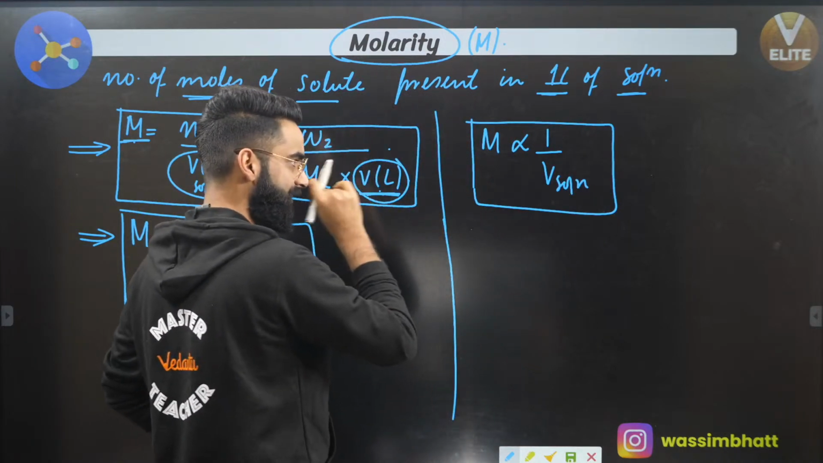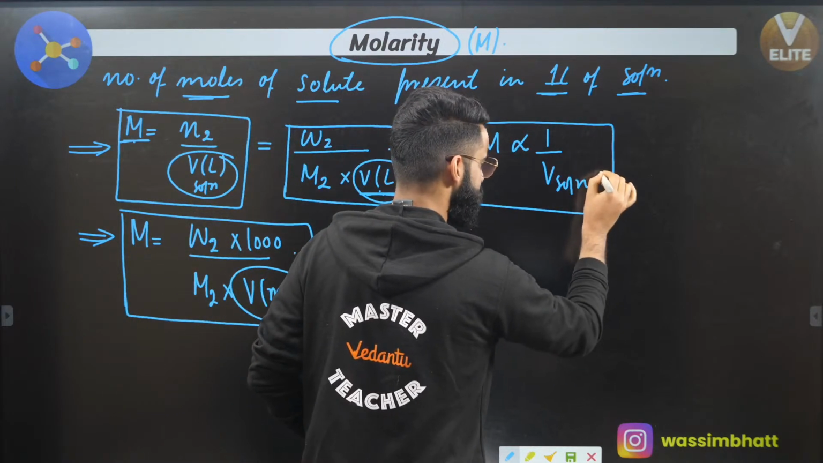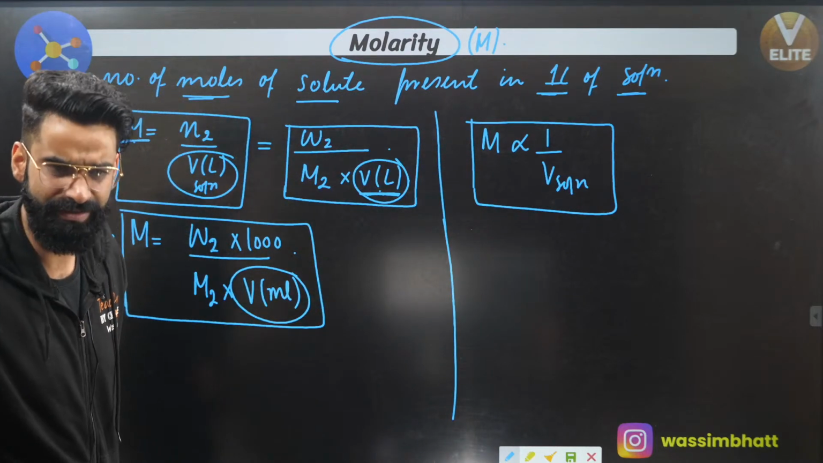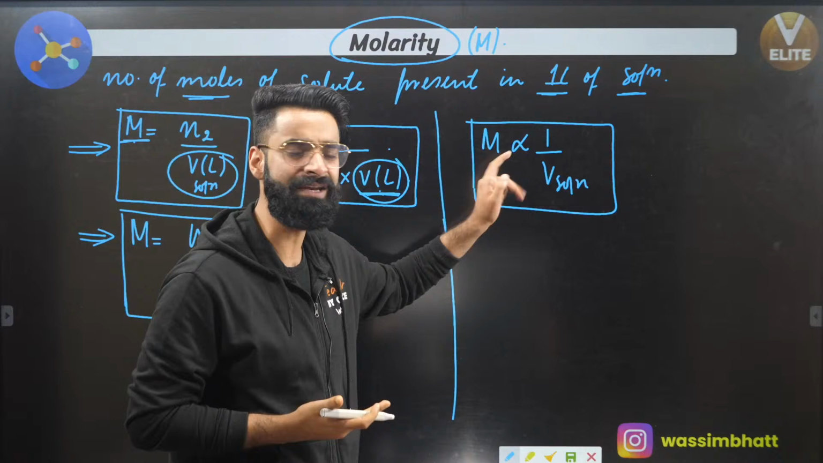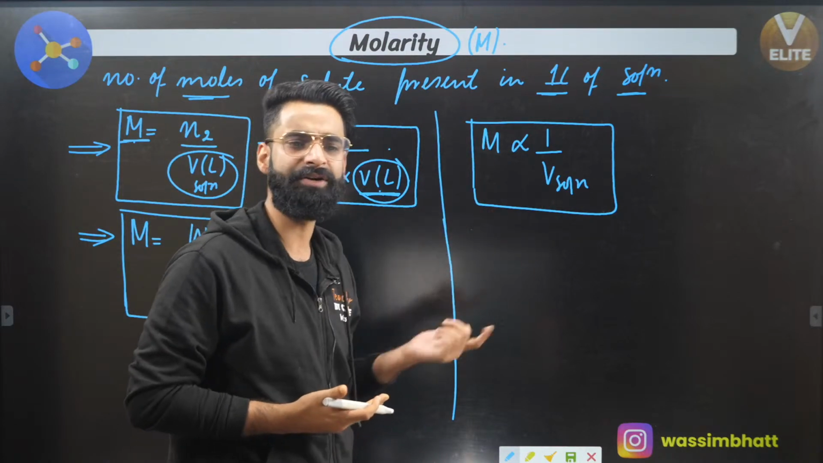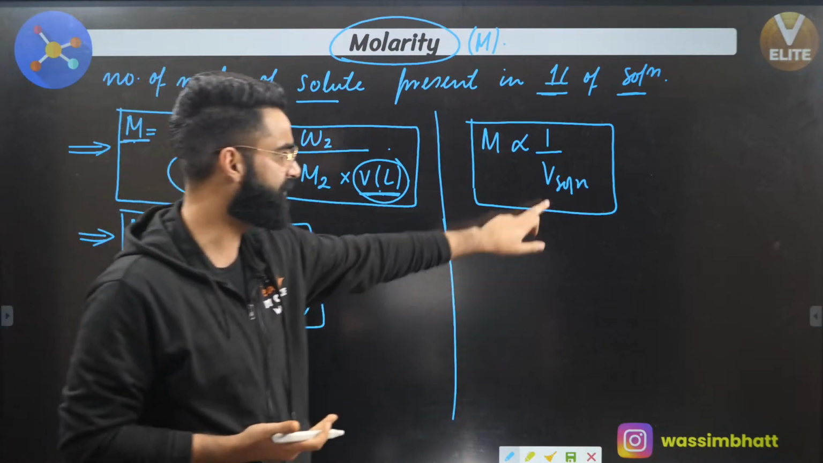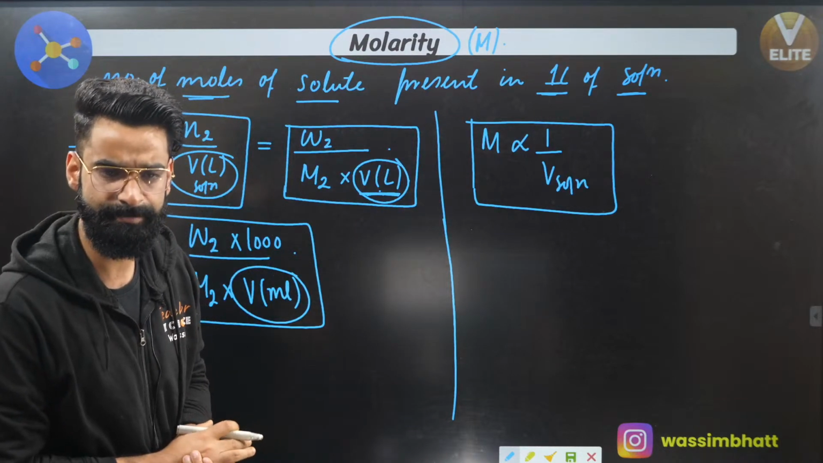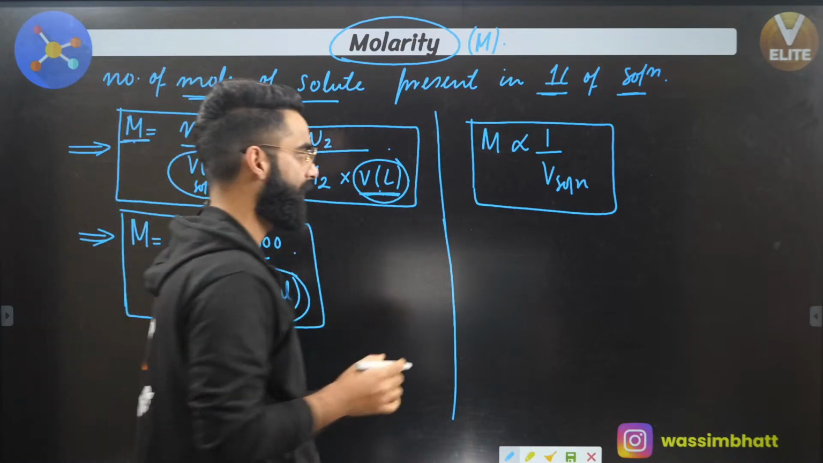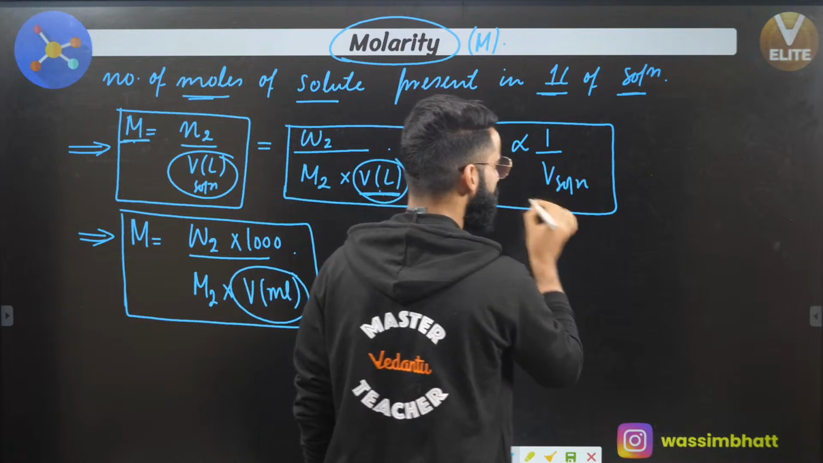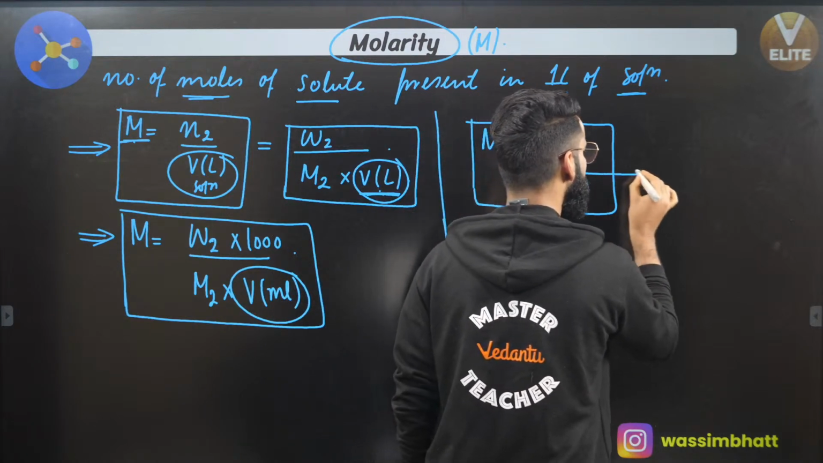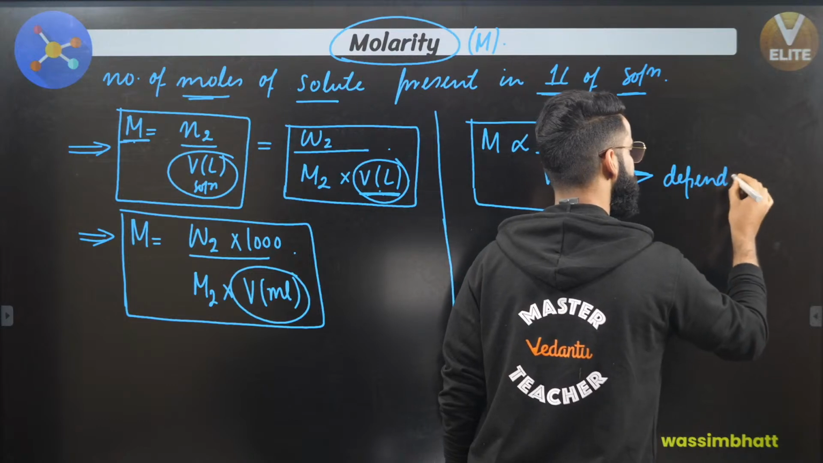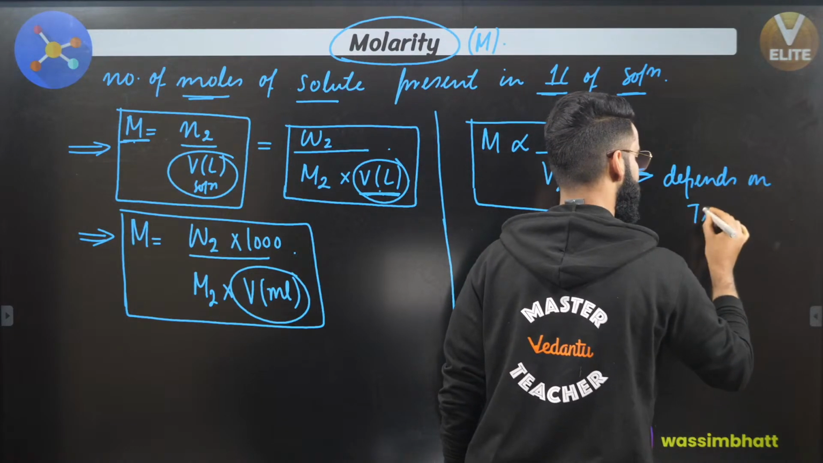What does that mean? If you increase the volume of the solution, the molarity of the solution will decrease. Very simple. Similarly, if I decrease the volume of the solution, the molarity of the solution will increase. Now, what is this V over here? V is the volume of the solution. And remember, the volume of the solution depends on temperature.